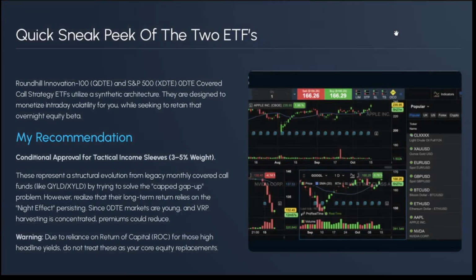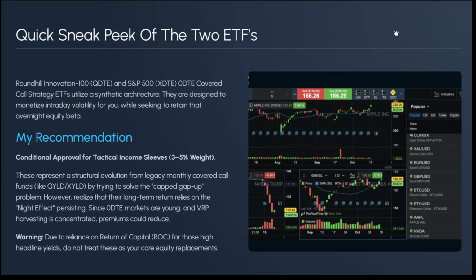All right, quick sneak peek of the two ETFs. Again, this is how I've digested what I read, how I broke it down, how I understood it, right? So, Roundhill Innovation 100, QDTE, and the S&P 500 XDTE, 0-day time expiration covered call strategy ETFs utilize a synthetic architecture. They are designed to monetize intraday volatility for you while seeking to retain that overnight equity beta, right?